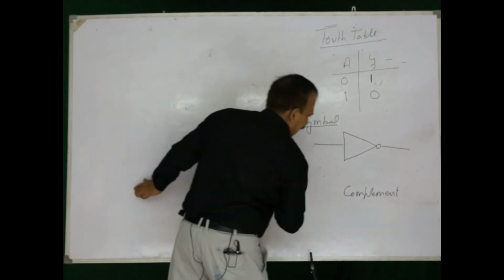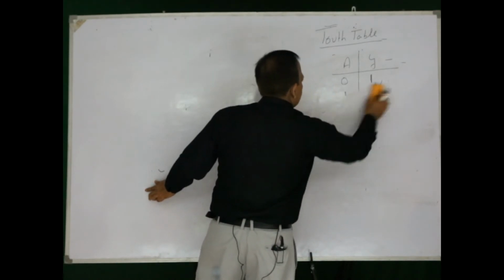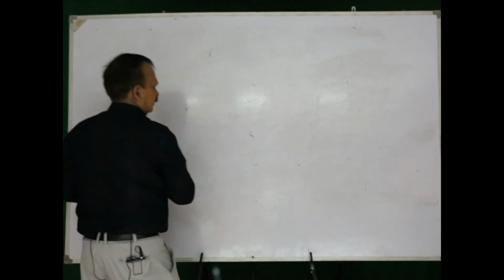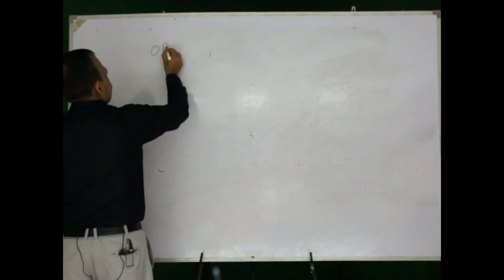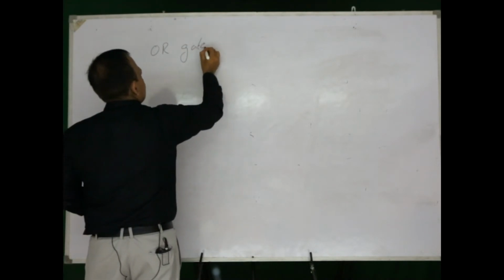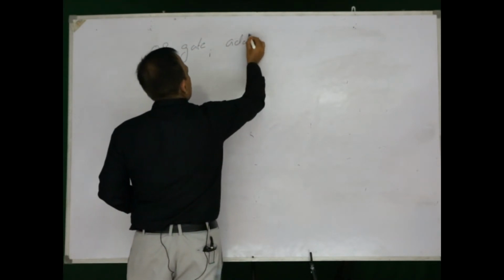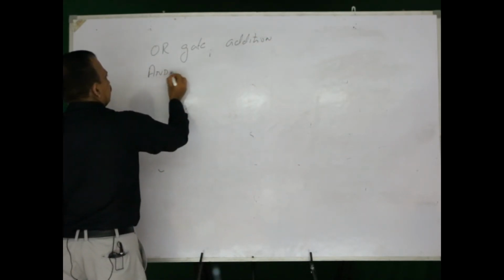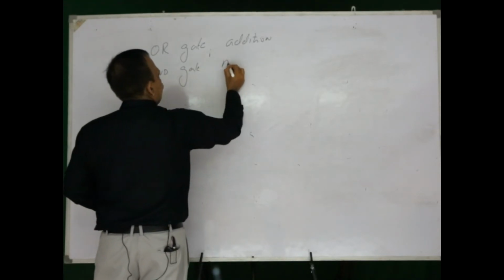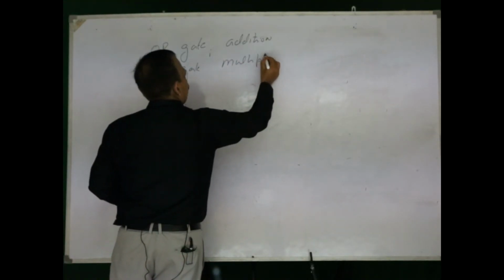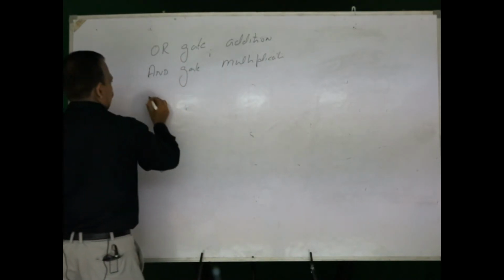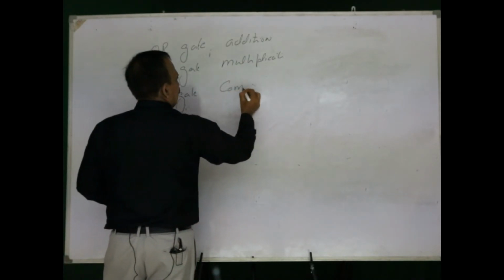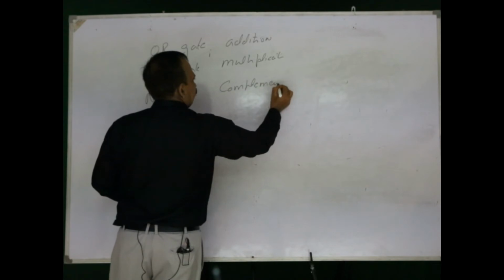The gates we discussed are, one is OR gate, the second is AND gate, and the third one is NOT gate. The OR gate is representing addition in Boolean algebra. The second is AND gate, this will be representing multiplication in Boolean algebra, and the third one is NOT gate, and this will be representing complement in Boolean algebra.